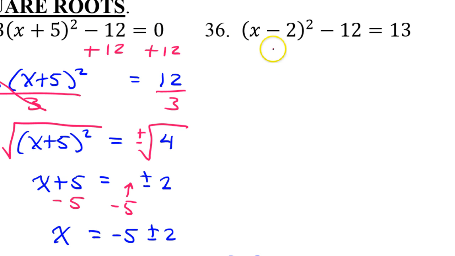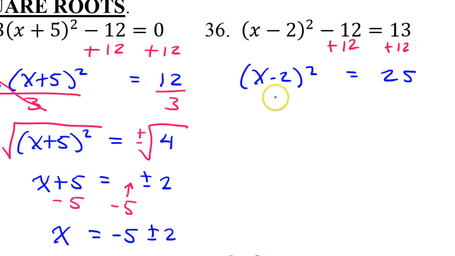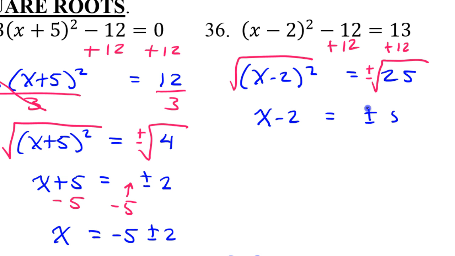Looking at number 36, I am going to add 12 to both sides first. So that's going to give me x minus 2 squared is equal to 25. All right, they keep giving us these perfect squares. Kind of wish we had more of a variety, but oh well. So it's time to take the square root of both sides. Don't forget your plus or minus. So that's going to leave us with x minus 2 is equal to plus or minus 5.